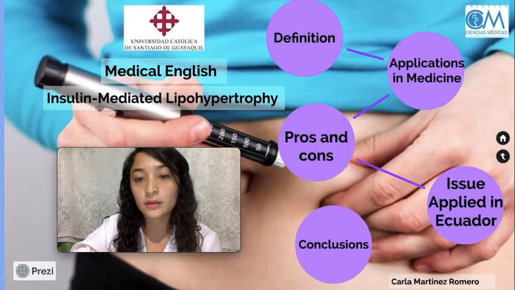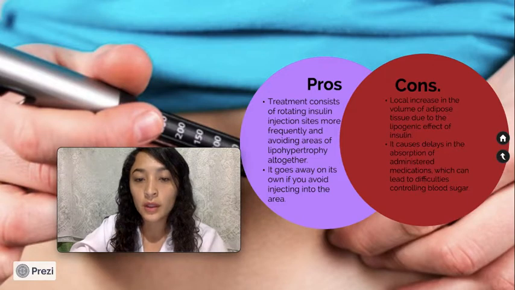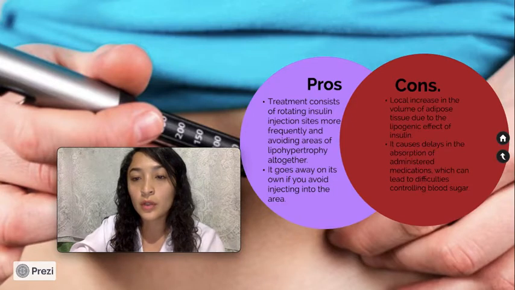Pros and cons. Pros: treatment consists of rotating insulin injection sites more frequently and avoiding areas of lipohypertrophy altogether. It can be avoided if you avoid injecting into the area. Cons: local increase in the volume of adipose tissue due to the lipogenic effect of insulin. It causes delay in the absorption of the administered medication, which can lead to difficulty controlling blood sugar.